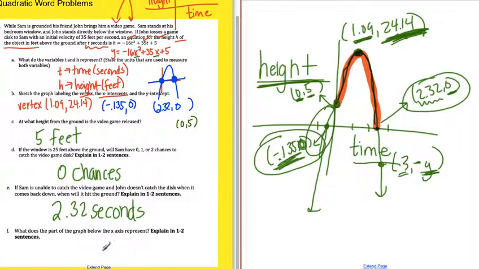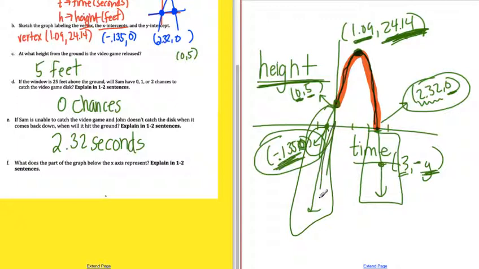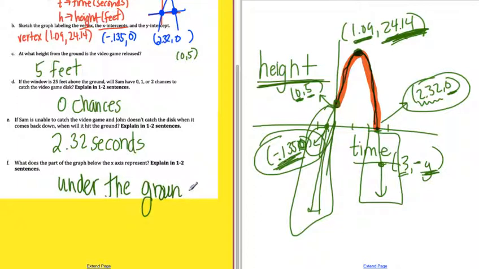What does the part of the graph below the x-axis represent? This part right here represents the game going into the earth if it hit the ground and went below the surface. Now, over here, it doesn't mean anything because that's negative time anyway. But this is negative height, so it's under the ground. And that's a quadratic word problem.